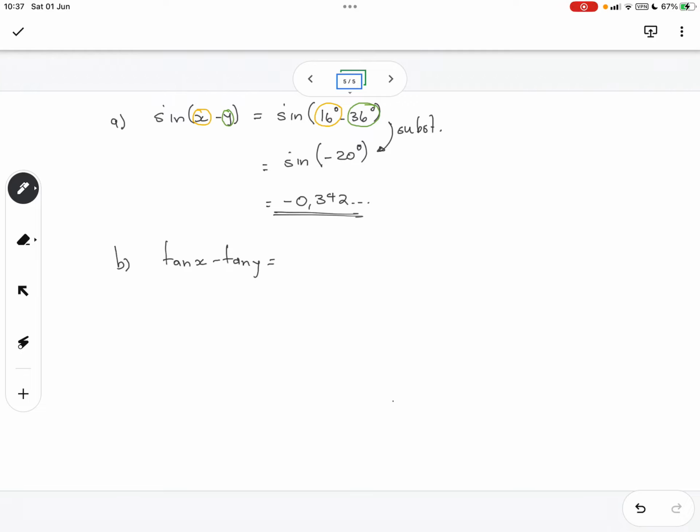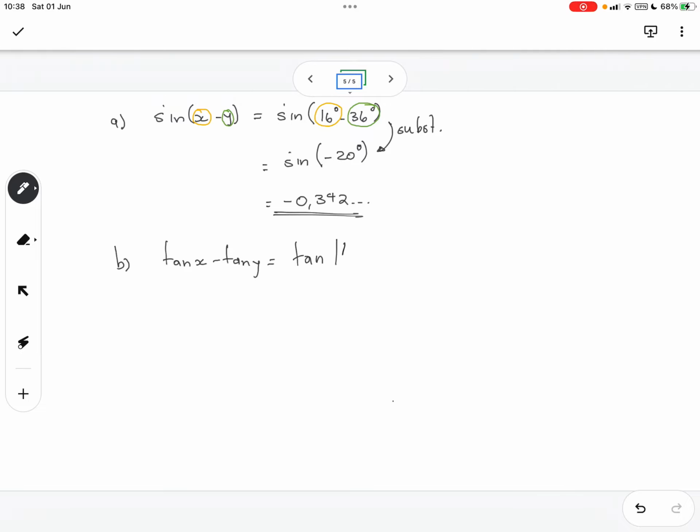So if we have the values for what x and y could be or are, we can then find out what sine of x minus y is or could be. We can find out what tan x minus tan y is or could be, because we know what x is and we know what y is. So we can just punch in tan of x, tan of y, and then we subtract. So far, so good? Yes, okay.